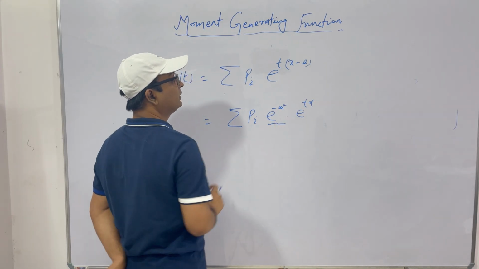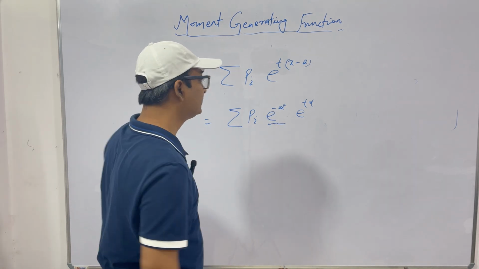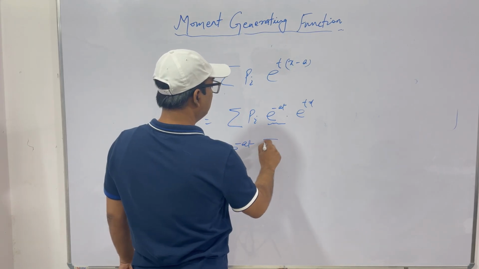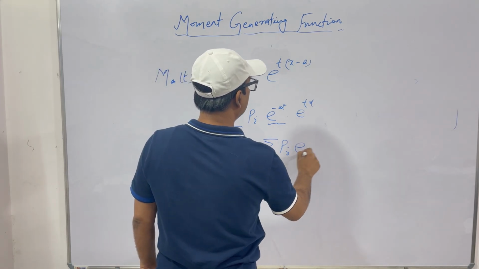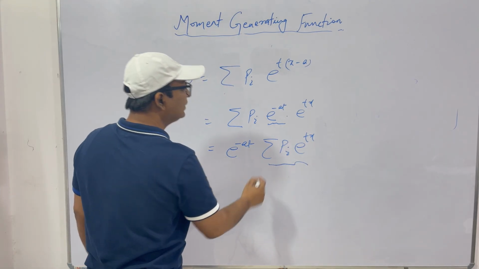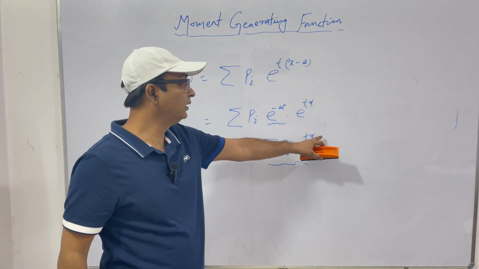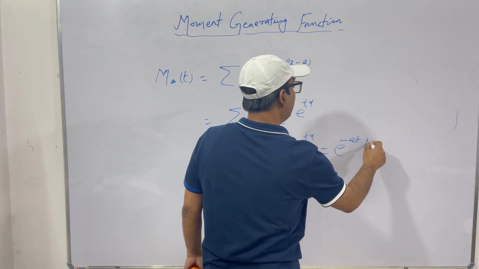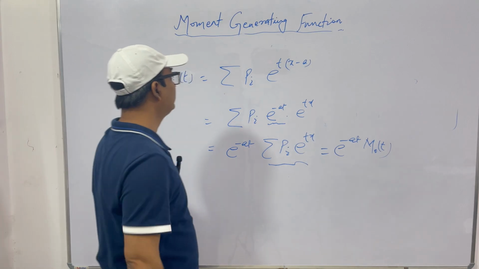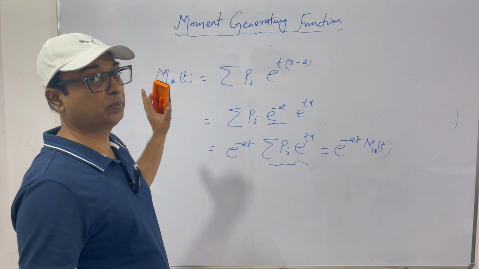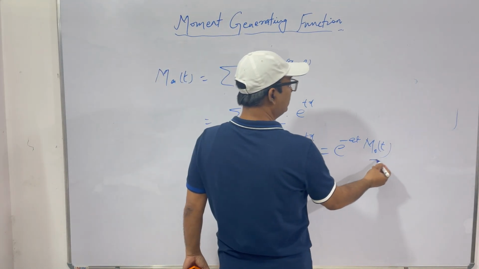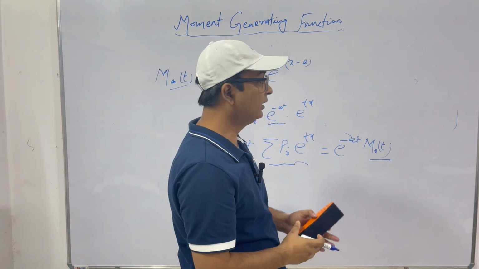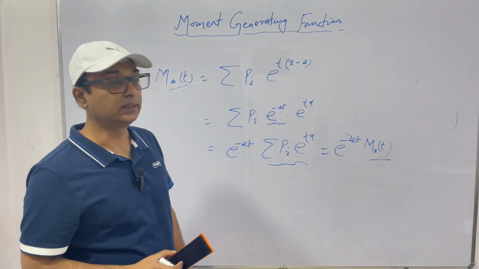Now this a is constant, t is constant, so we can take it out. So this is actually e to the power minus at sigma pi e to the power tx. But what is this? This is the moment about the origin, a equal to 0. So this can be written as e to the power minus at m0t. This is another very important derivation that you should keep in mind, because if you have any two of these values, you can get the third value.